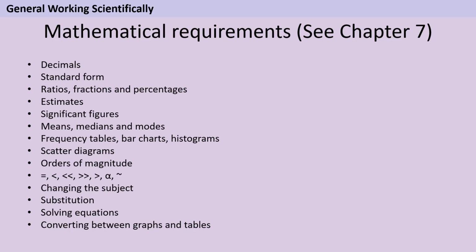There's a full list of these in Chapter 7 of your specification, but I've summarised them here. So these are things like rounding to the correct number of significant figures or giving your answer in terms of a percentage. Just have a quick look at the list and make sure that there's nothing on there that you're uncomfortable doing, as these are going to make up a significant proportion of the marks for the paper.